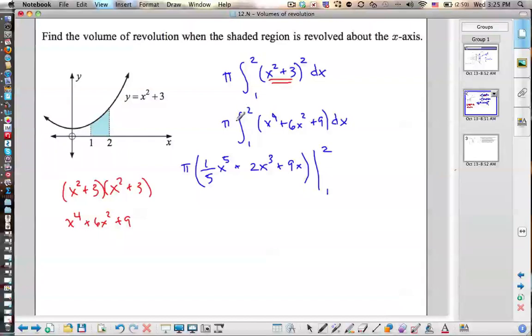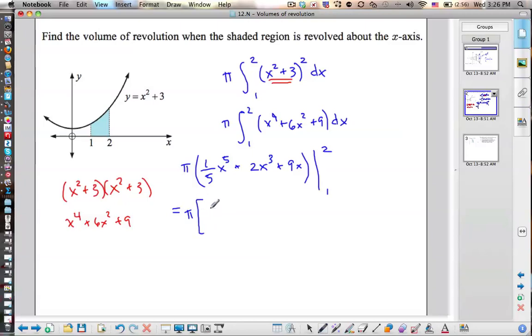Perfect. Notice the notation here. We have an integral sign before we take the integral, and then we take the integral, and we have this vertical line here from 1 to 2. It's very important that you remember that notation. I've seen some nasty things out there. So pi, let's keep that out at the front forever.